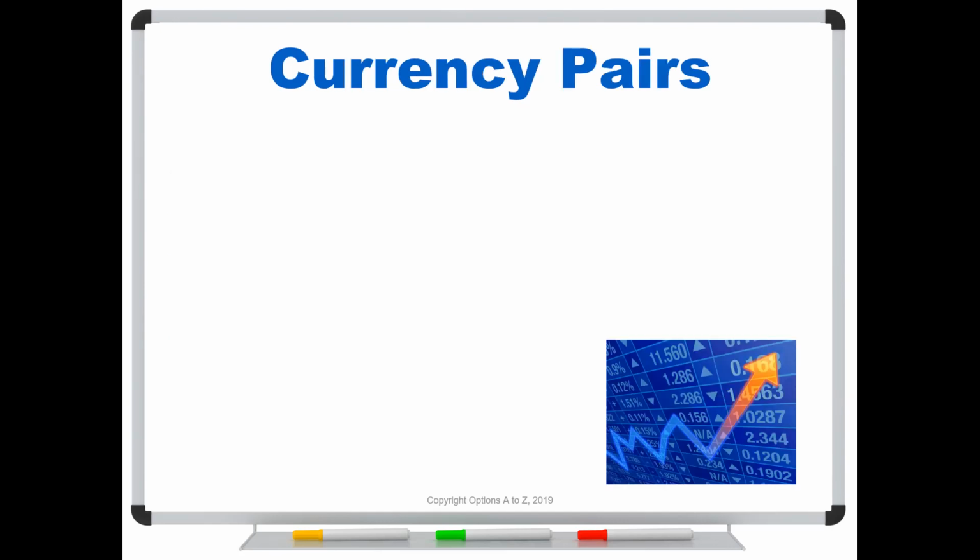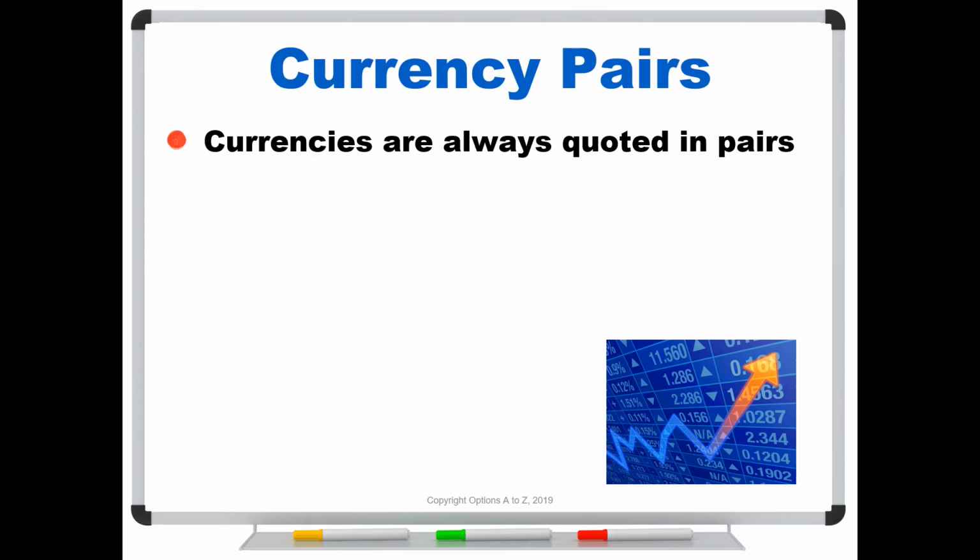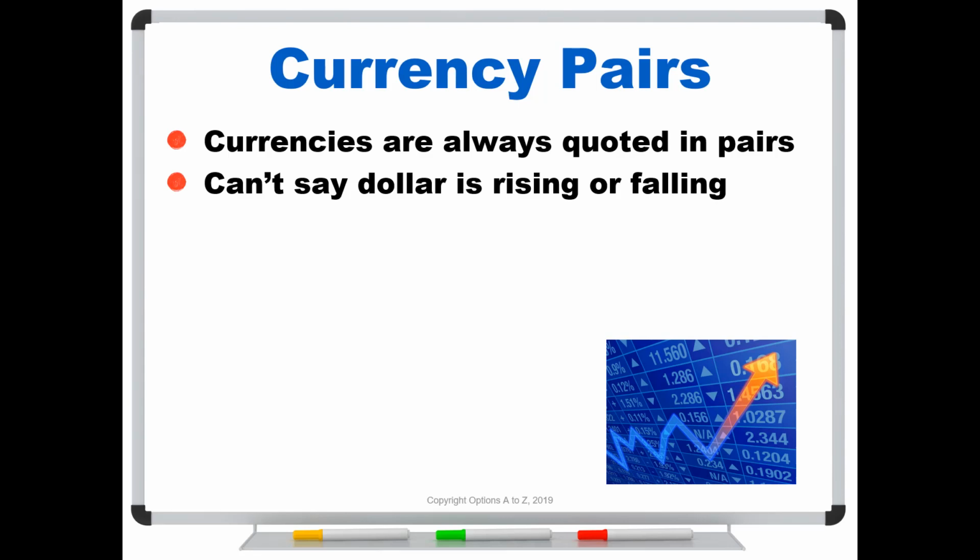The first thing to really understand about currencies is that they are always quoted in pairs. You can't say that the dollar is rising or that the dollar is falling. Compared to what? We have to have some reference point. Normally when you're quoting other things, let's say the price of IBM, and we say IBM is rising, we know that we're talking in terms of dollars. Or the value of your home is rising. People know that you're talking in terms of dollars. But that doesn't work when you're talking about a currency. We have to compare it to something.